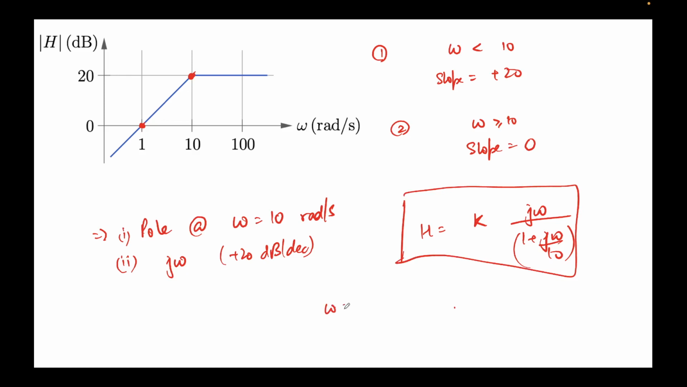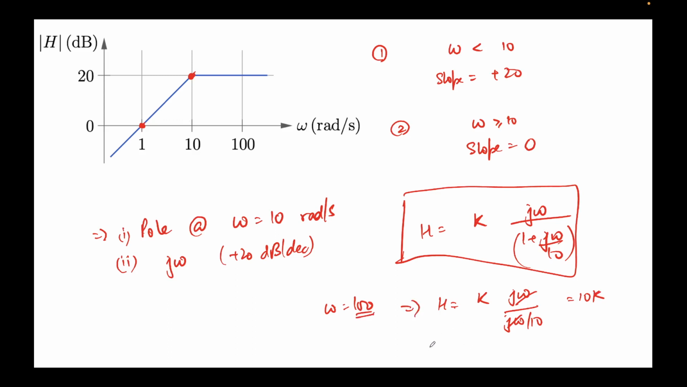So now let's take omega equal to 100. If omega equals 100, what's going to happen? I can write this as k j omega over 1 plus j omega by 10. If it's 100, I can ignore the 1 term, because j omega by 10 will be something like 10j, which is much greater than 1. The j omega gets cancelled, so I get just 10k. So H is coming out to be 10 times k, some constant k, and I know the magnitude is 20 dB at omega equal to 100.